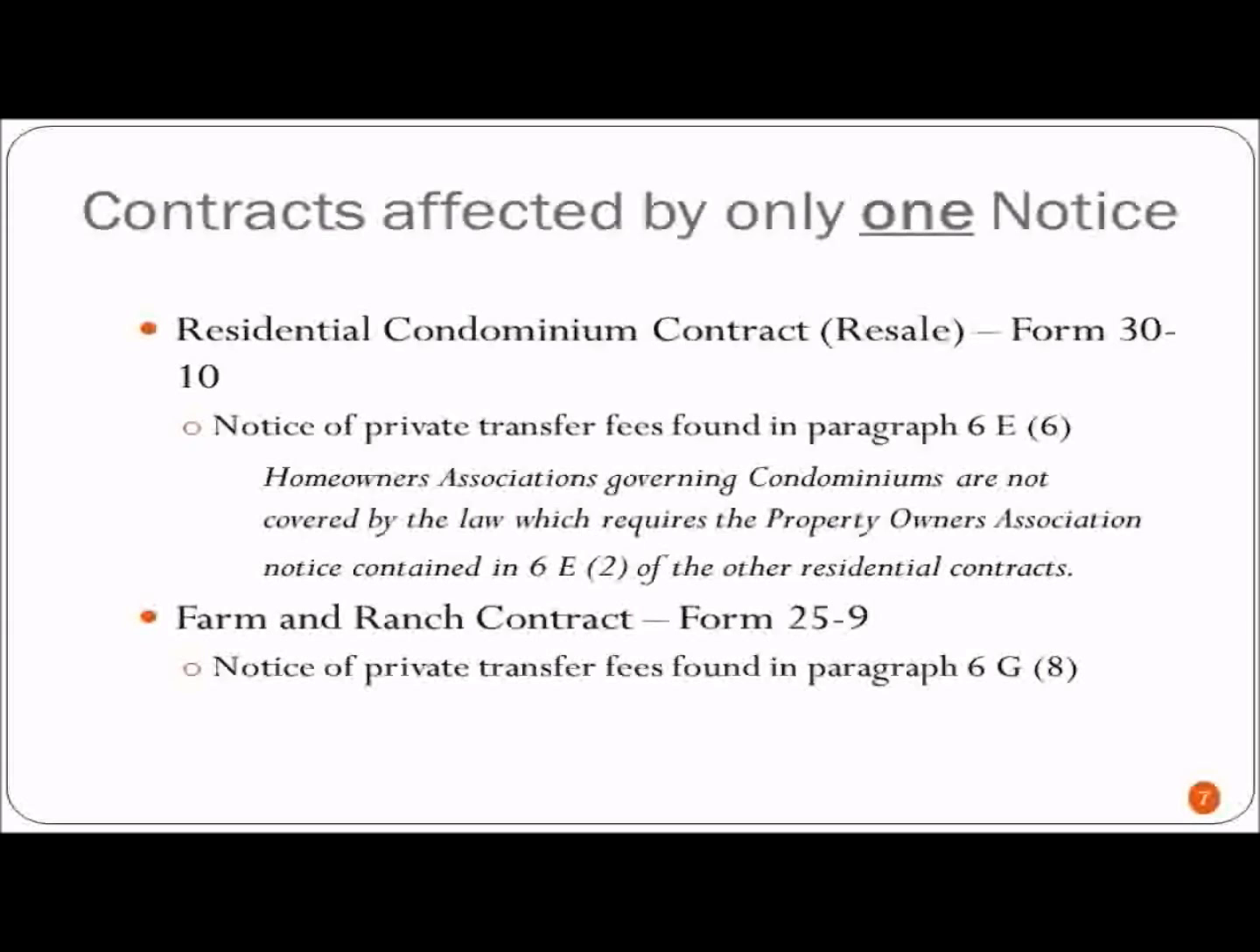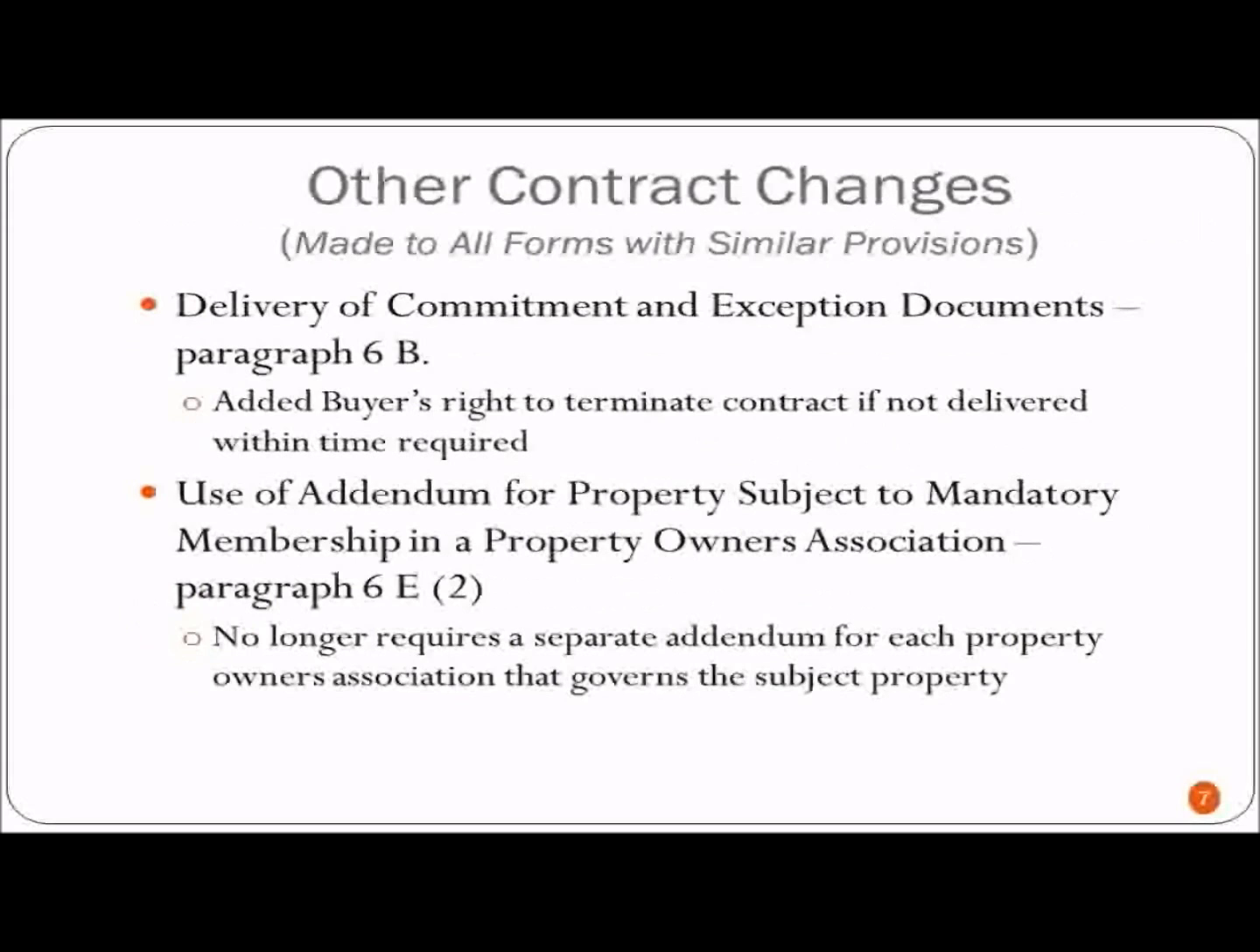So, back to the contracts that are only affected by one notice. The residential condominium contract is only affected by the private transfer fee provision. That private transfer fee provision must be a notice given to a buyer by a seller, and that notice must be in the contract. That's on the condominium contract. It does not have any new notice with regard to the declaration and the assessments imposed by the Property Owners Association. The farm and ranch contract also only contains the private transfer fee notice because the farm and ranch are not affected by the Property Owners Association.